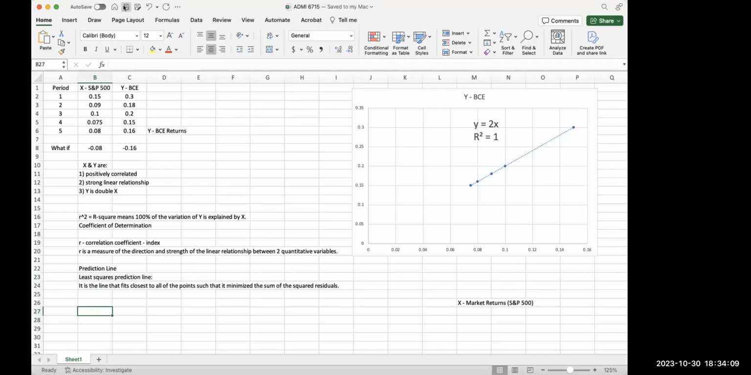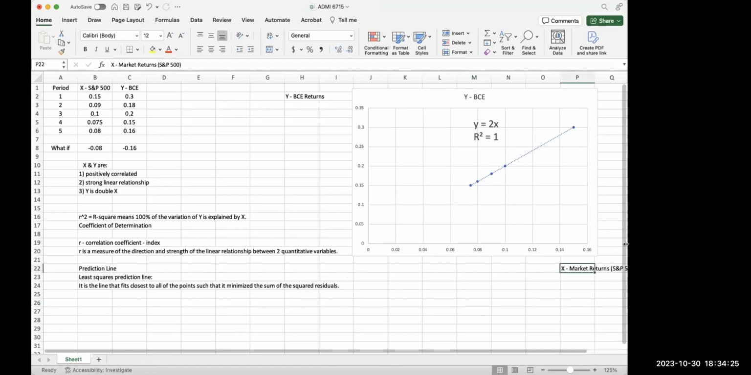Now this is in 2 dimensions. I just have X and Y. We can do this in multiple dimensions as well. But if you don't understand it in 2, you're not going to understand it in multiple. So this is where I begin.